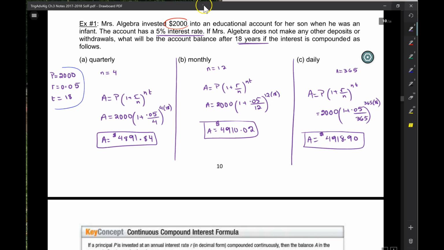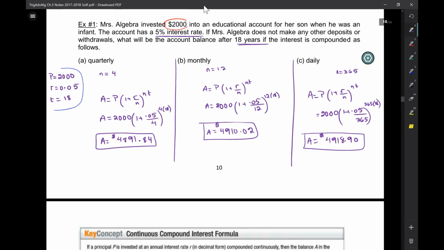Right? So these are how much she's going to have at the end of 18 years. So this much if it's quarterly, 4,910 if it's monthly, 4,918 if it's daily. Point being, you're not going to make millions off of this, okay?